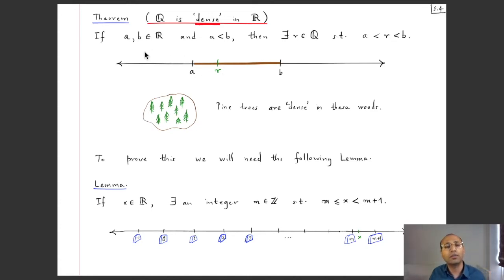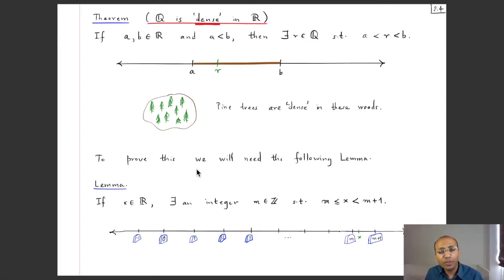So this result is saying that no matter which patch you take on the real line, you have a rational number existing there. Okay. So we will need this theorem now and then in the exercises, and it's an important theorem.